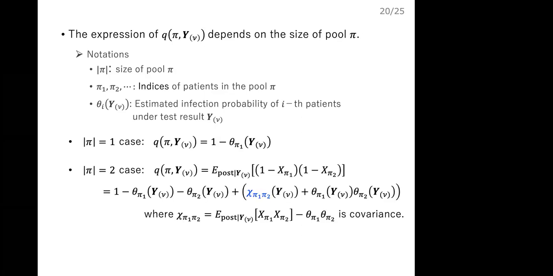When the group size is larger than 2, we need a correlation between patients. For the size 2 case, the covariance is required for the exact computation of Q. In the following, we consider the cases where the pool size is 1 or 2 for simplicity.